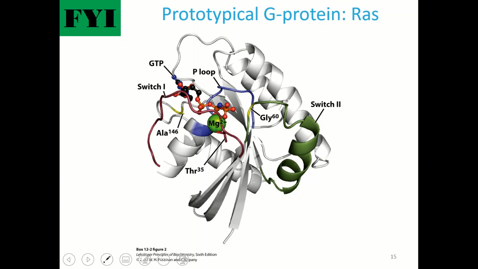This is a crystal structure of one of the more widely known G proteins, and that's Ras. We'll see more examples of that later in other lectures. Okay, and you don't need to know any of this, but here's what it looks like in sort of real life as opposed to a cartoon. We have switch 1 here in red, P loop, and then this is switch 2. Okay, so you have some binding between switch 1 and switch 2 in that terminal phosphate group.